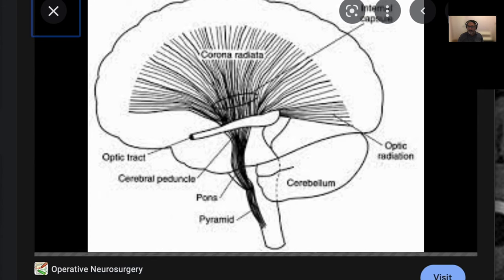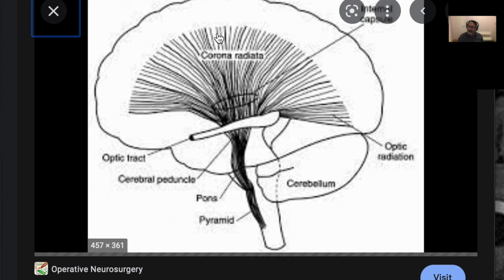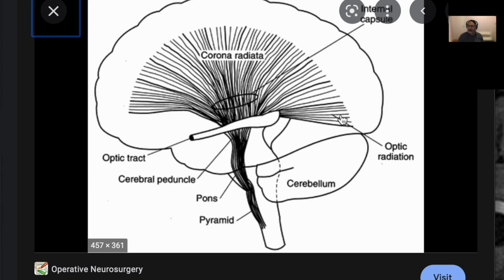It's all myelinated. So I guess this one might be better. So they all come together, and this is the internal capsule. That becomes the internal capsule. And there's a cerebral peduncle, and then it goes down the pons. So all the ascending and descending fibers, when they pass through the internal capsule, they become the corona radiata, the radiating crown.